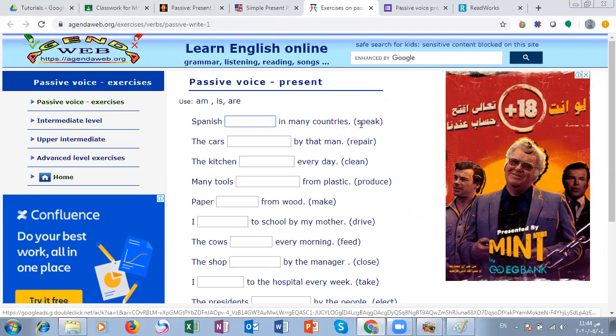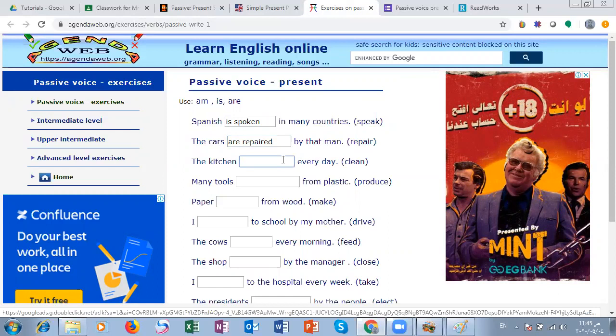Spanish in many countries. We have the verb here. So Spanish, we need verb to be now, and it is "is". Make a space. Okay, is. What's the past participle of speak? Spoken. Let's do the second one. The cars by that man. The cars, plural. So we need "are". The verb here, repair, is a regular verb, ends with "ed". So it's repaired.